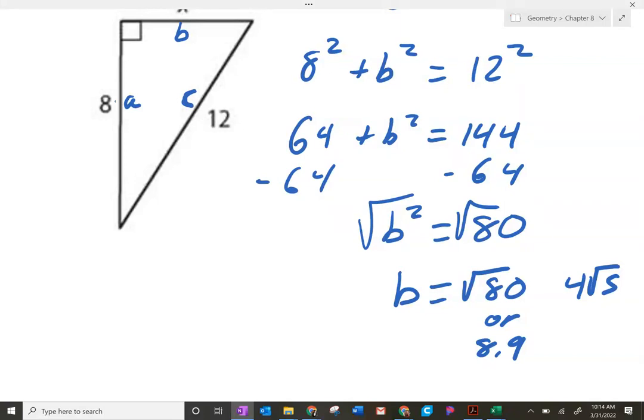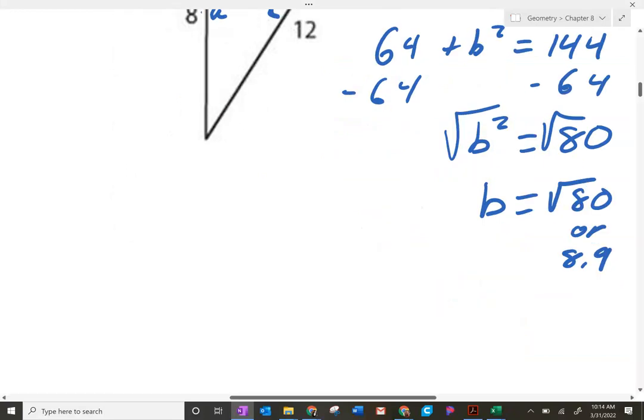So if it's bigger, or if it is not the biggest number, double check it and make sure that you didn't mix something up.